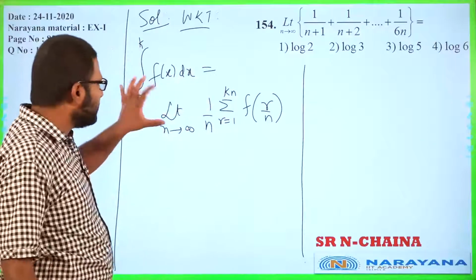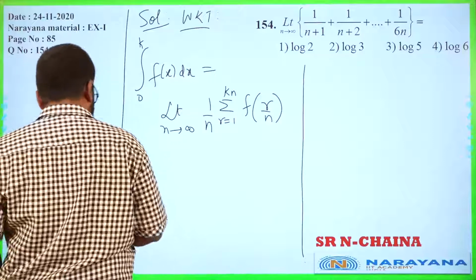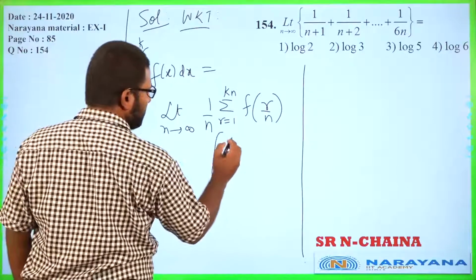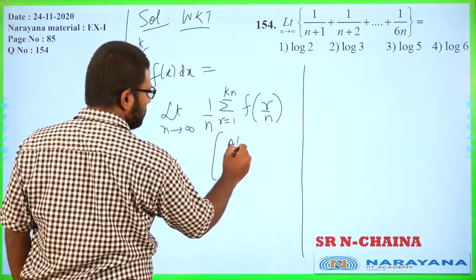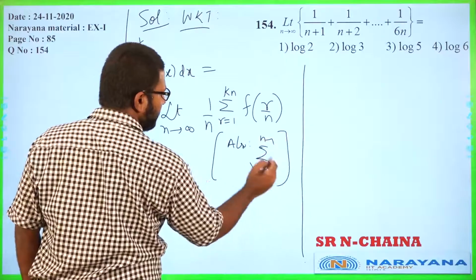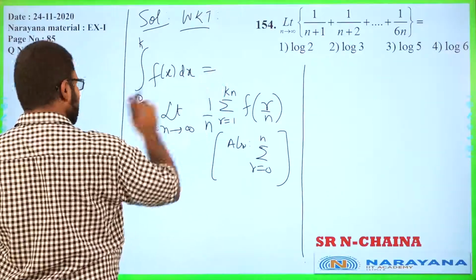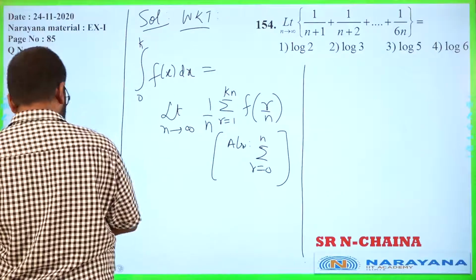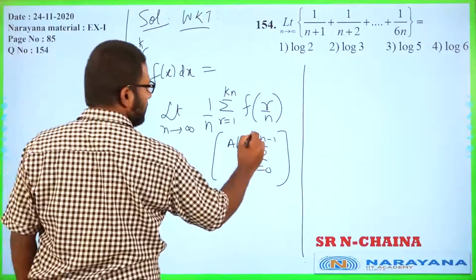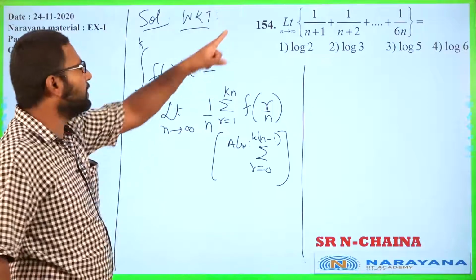Now just keep this as a reference, and I am just adding a rider here, also summation r equal to 0 to n minus 1. This is just for your reference. It doesn't always have to be 1 to n, k into n minus 1. Okay, just for your reference. Anyway, so come back here.